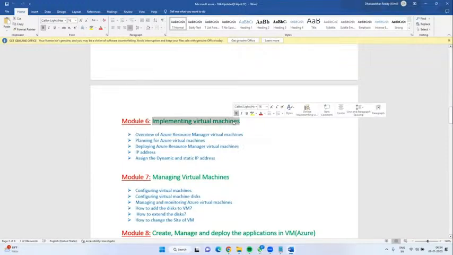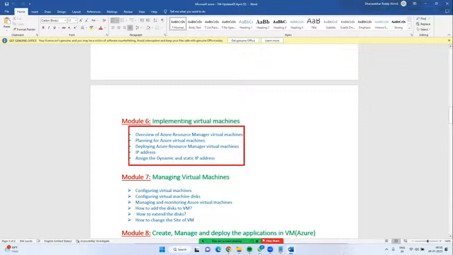Next, module 6, implementing virtual machines. This is the main thing. Without virtual machines, there is no Azure project. Not only Azure, there is no project anywhere without deploying virtual machines, because virtual machines play a vital role. You deploy the virtual machines and host the applications on top of them. So how can we deploy virtual machines? In the virtual machines, we have to configure IP addresses, or assign dynamic and static IPs. We will see how to assign that in module 6.